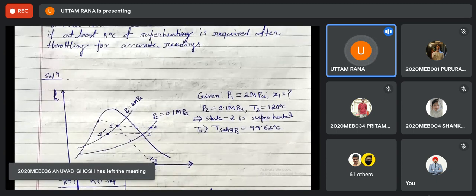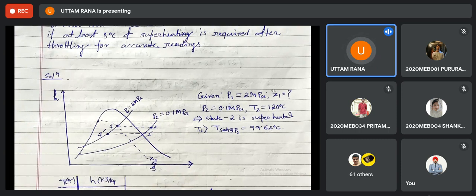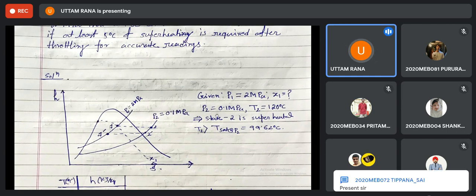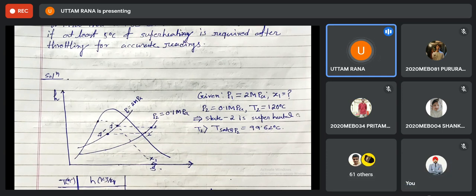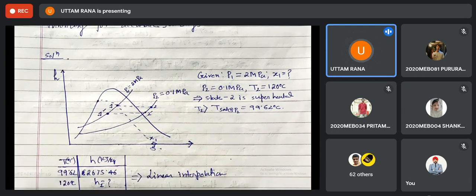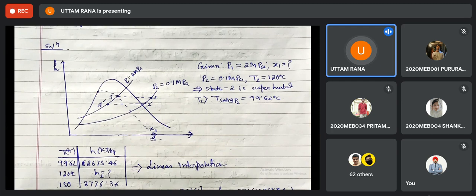So here in this problem, given pressure P1 is basically 2 MPa, we have to calculate the value of X1, and subjected to the throttling process of pressure P2 is equal to 0.1 MPa and temperature T2 is 120 degrees. Okay, so state 2 is basically superheated state. If you look into the steam table, the saturation temperature corresponding to the pressure of 0.1 MPa is 99.62 degrees centigrade. Here the temperature T2 is 120 degrees centigrade, which is higher than the corresponding saturation temperature at that pressure. Okay, so T2 is greater than T sat, which is 99.6 degrees centigrade.